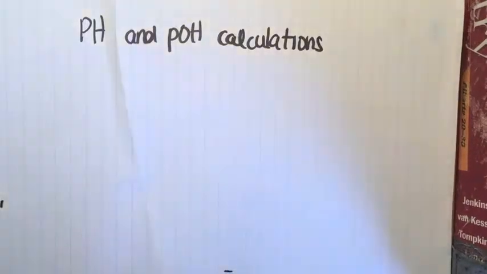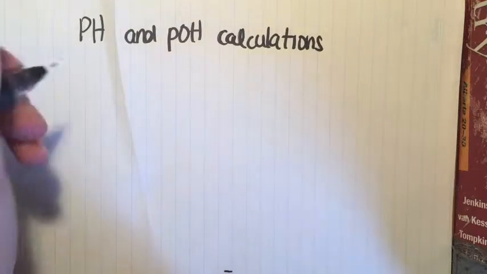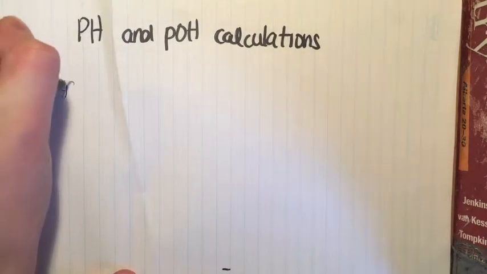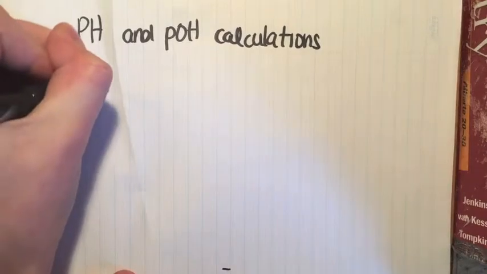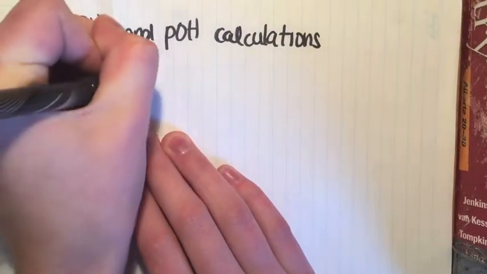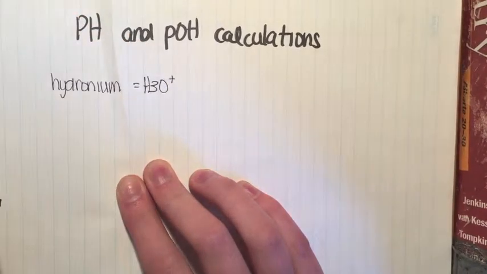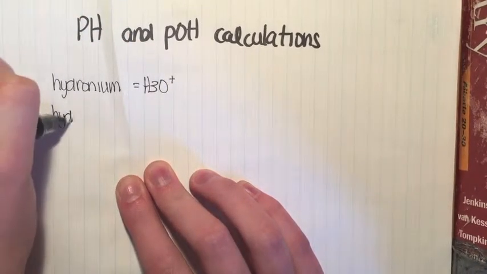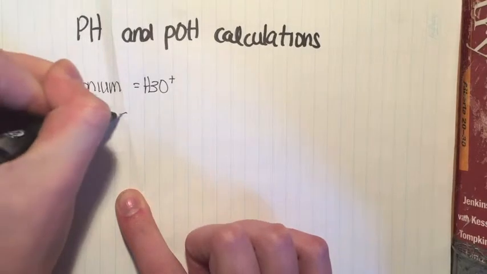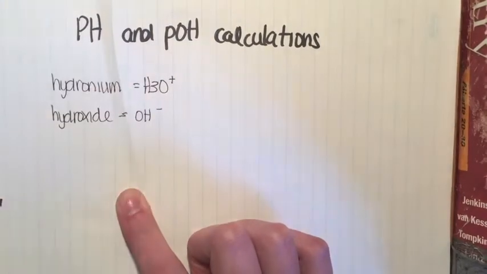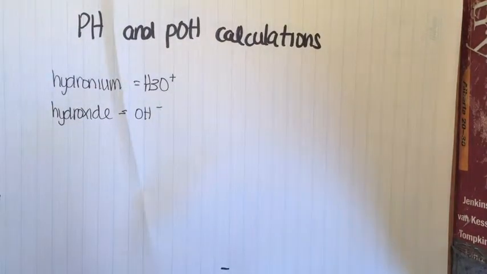Welcome to the pH and pOH calculations tutorial. Here we are able to convert to find pH, pOH, and the concentrations of the hydronium and hydroxide. Hydronium is related to pH, which the chemical equation is H3O+. Hydroxide is related to pOH, which is OH-. And both of these are concentrations.